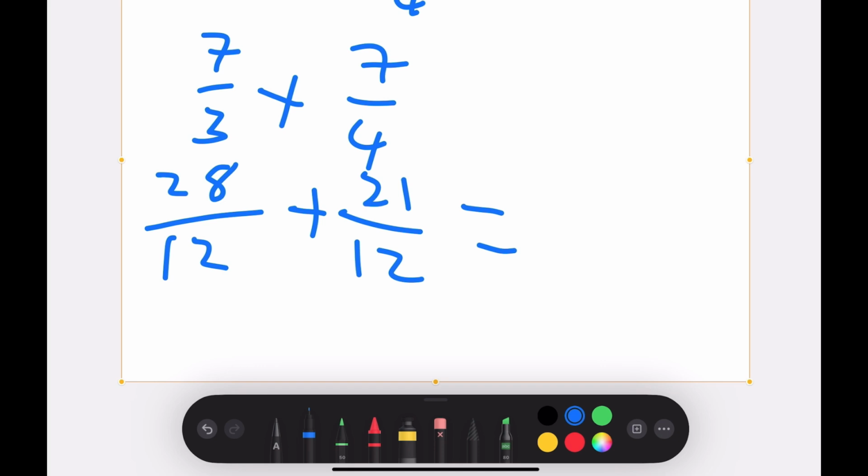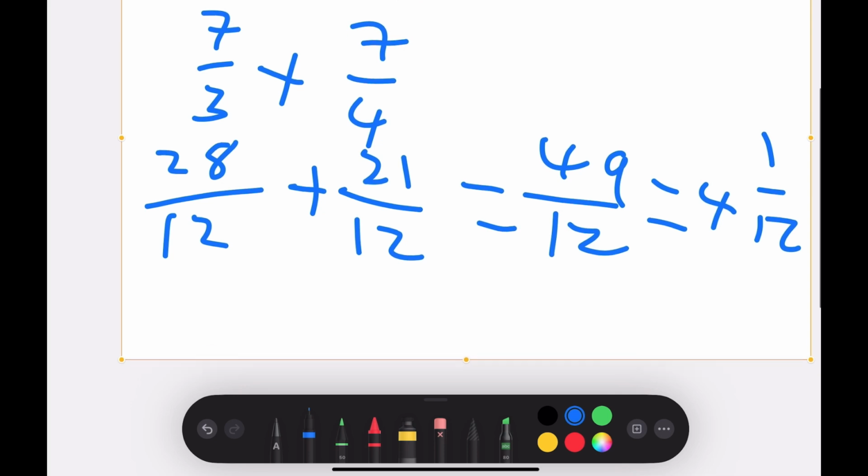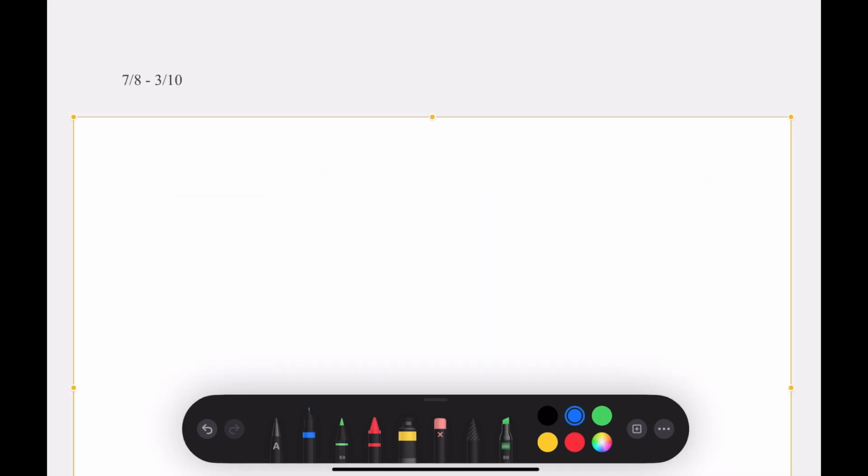So 28 add 21 is 49. And now the denominator stays the same. So you'd get 49 over 12. However, let's turn that into a proper fraction. So 12 goes into 49 4 times with a remainder of 1. So it'd be equal to 4 and 1 over 12. So now let's move on to subtracting fractions.